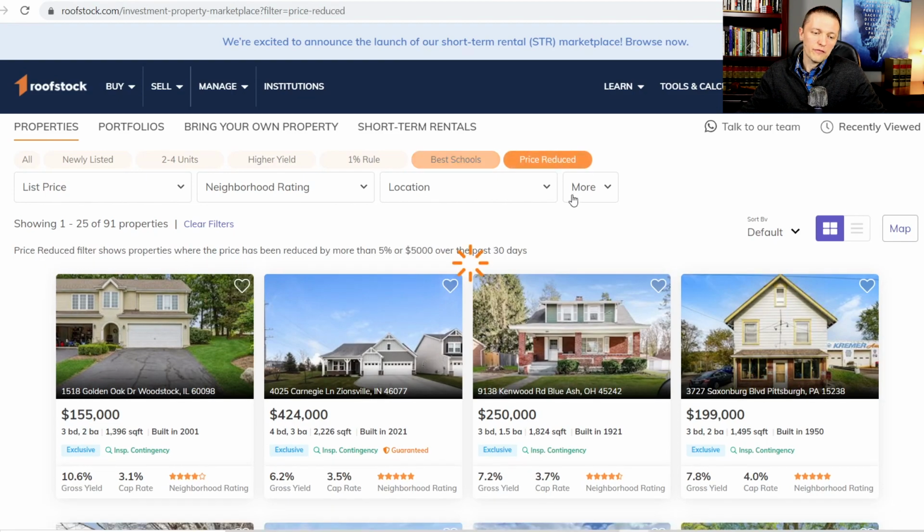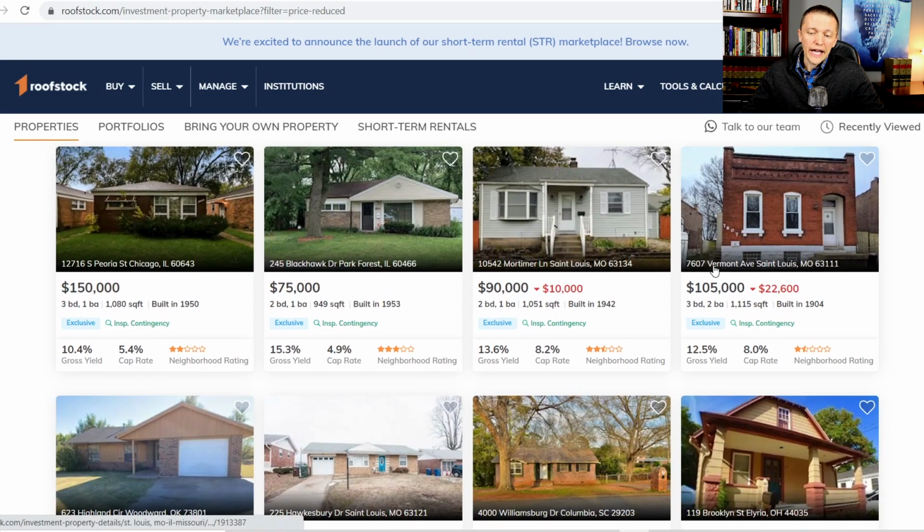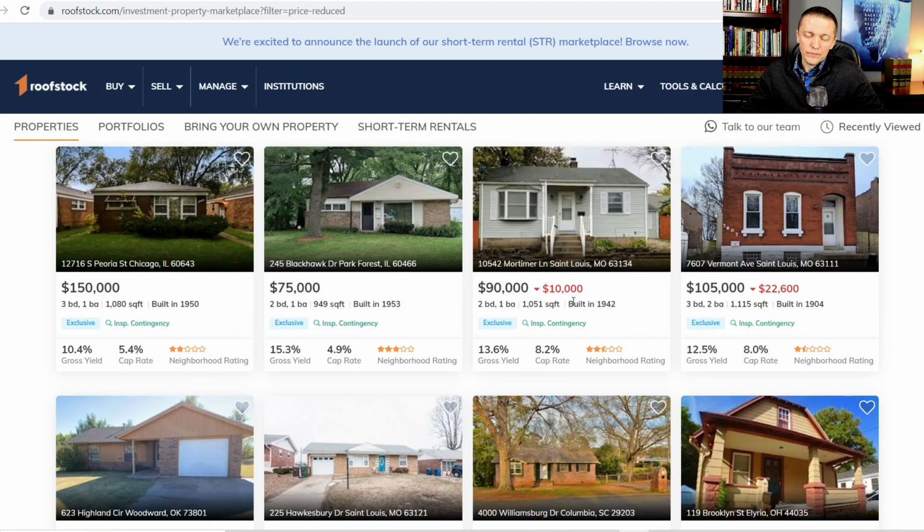Finally, the category of price reduced provides us with 82 properties. And these are just properties that have been on the market for a bit and have not received any good offers that have been accepted. And so potentially these are motivated or maybe more motivated sellers than the ones that are in the newly listed category. So we can see some pretty significant price reductions with some of these.